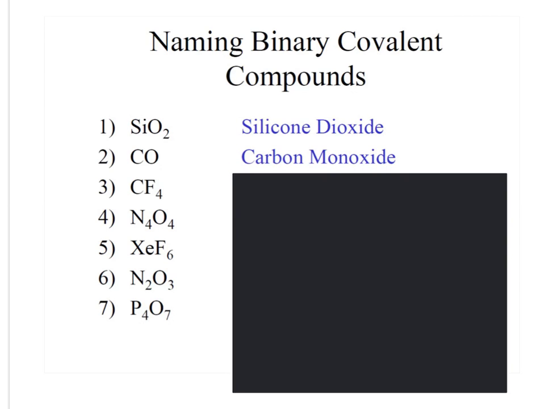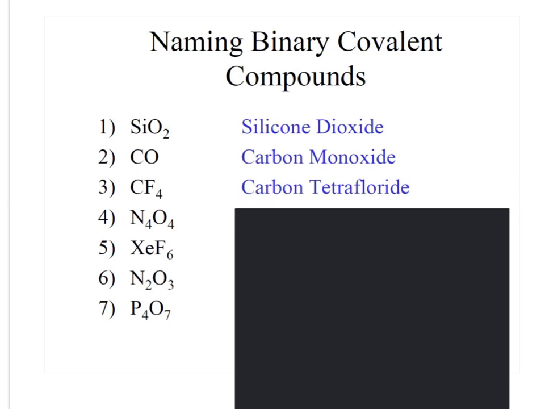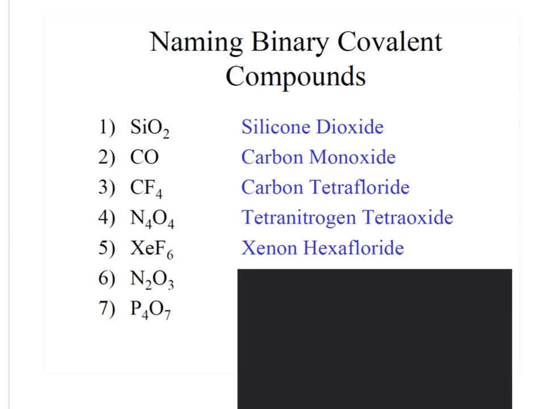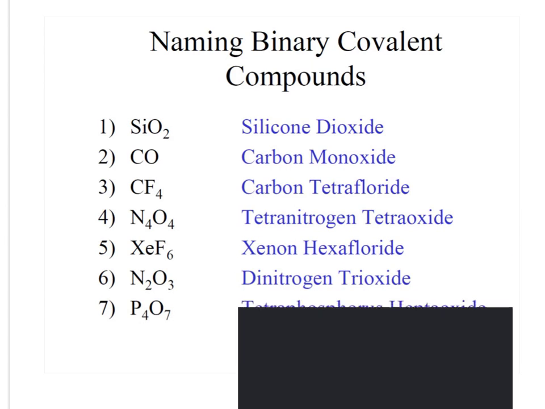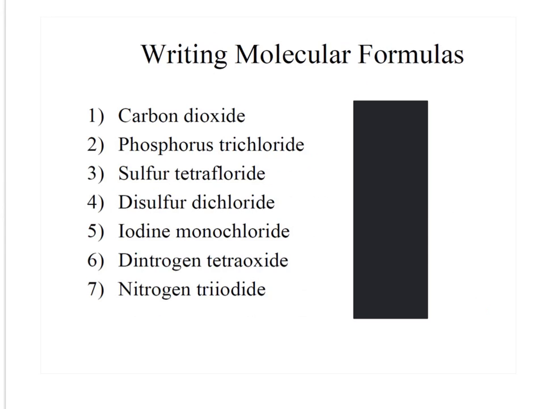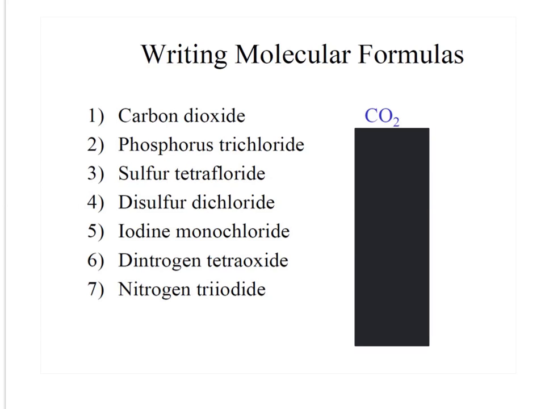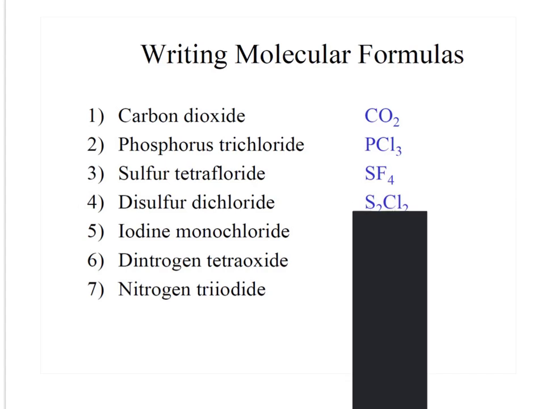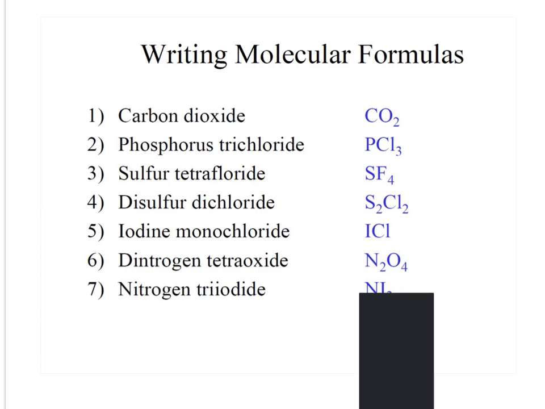Silicon dioxide, carbon monoxide, carbon tetrafluoride, tetranitrogen tetraoxide, xenon hexafluoride, dinitrogen trioxide, tetraphosphorus heptoxide. Okay, so let's write them. Whatever the prefix says, that's how many you have. One carbon, two oxygen, one phosphorus, three chlorine. Okay, and so on and so forth.